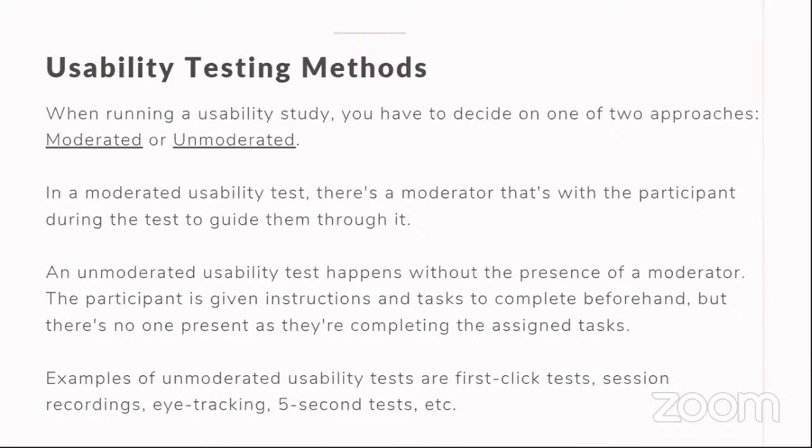In unmoderated, it happens without the presence of a moderator. That's the basic difference. In moderated, there's someone there facilitating the session. In unmoderated, there is nobody there. The participant is given instructions and tasks to complete beforehand, and no one is present when they're completing the assigned task. So kind of like your survey, those things you send out and then you go and check later. That's what unmoderated is. You're not there when they're carrying out the task. You're not there when they're selecting their options or when they're answering your questions. You just go back and check later.